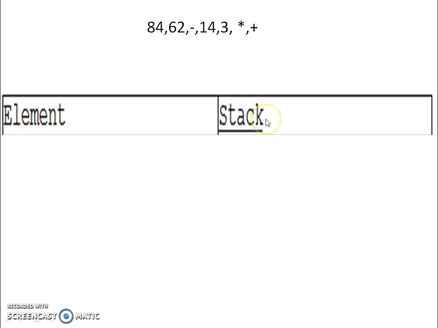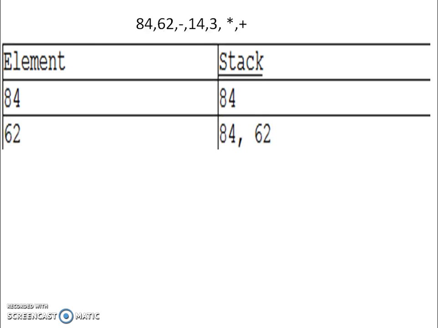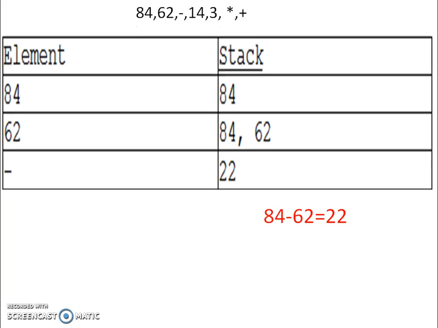So now let's begin. First element is 84. We have scanned 84 and as it is an operand, we are pushing it inside the stack. Second element is an operand again, which is 62. 62 is an operand, so we are pushing it inside the stack. Now the third element is a minus. Minus is an operator, a binary operator.